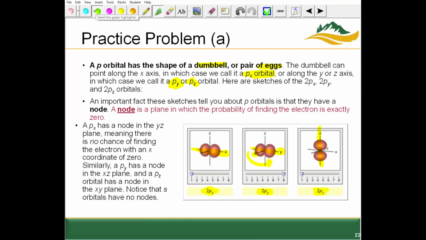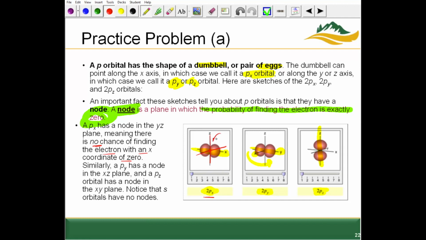There's one definition here I do want you to be familiar with. That is a node. A node is a plane in which the probability of finding the electron is exactly 0. So for a px orbital, that has a node in the YZ plane, meaning there is no chance of finding the electron with an x coordinate of exactly 0.